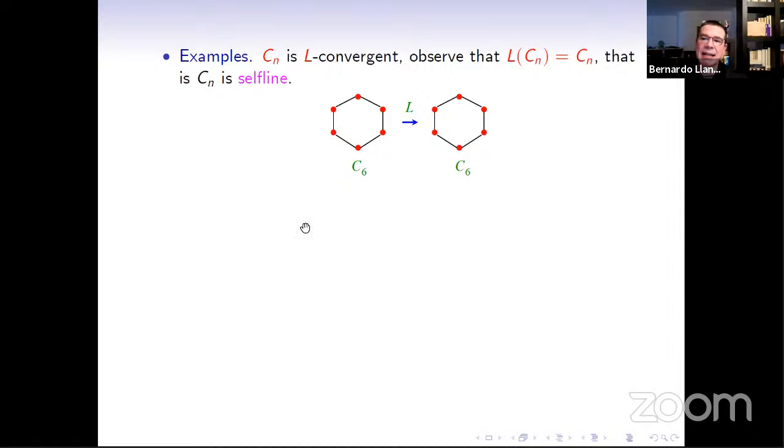Yeah, we say that the cycles are self-line. It means that in the first step, when you apply the line operator, you stay at the same graph. These classes for any operator are very interesting. The self-line, and so on, are objects that are widely studied.